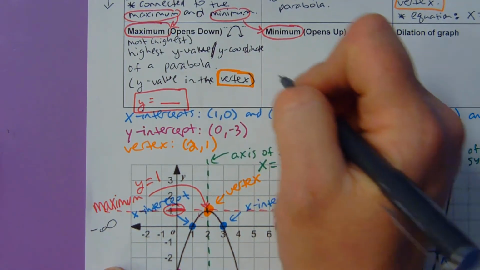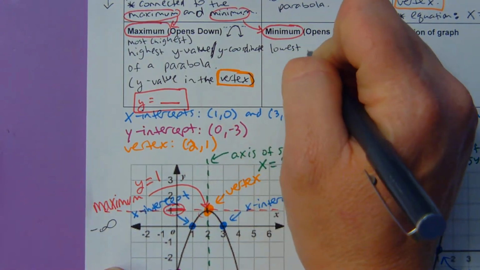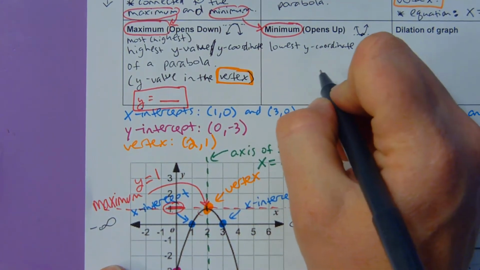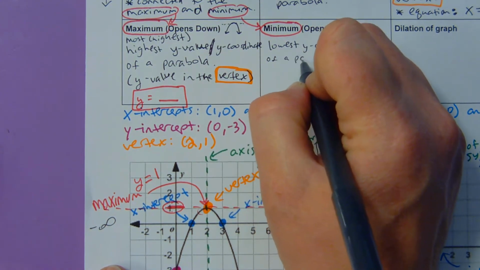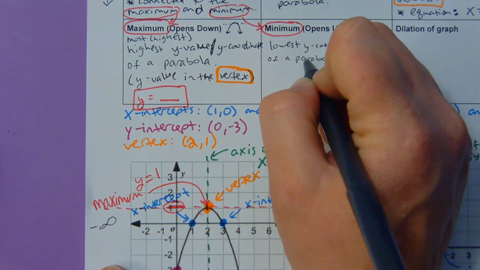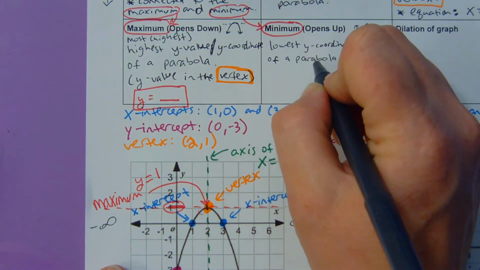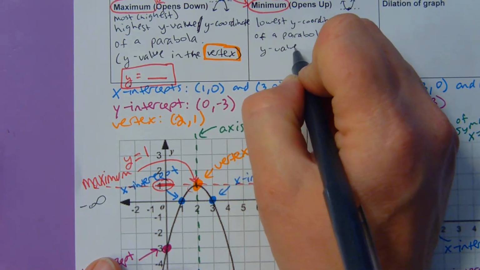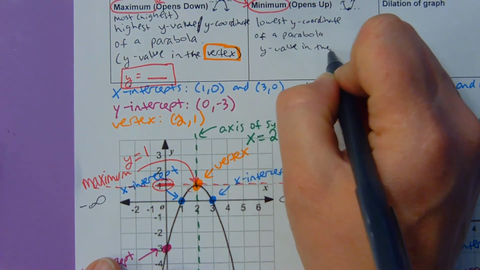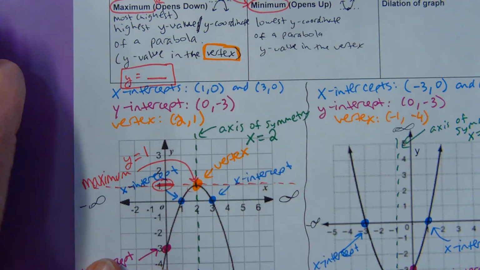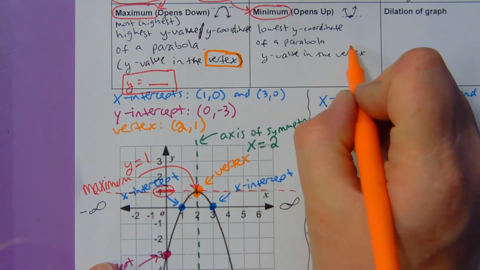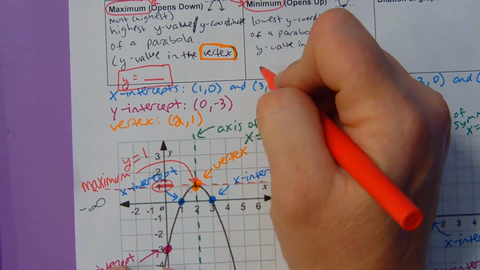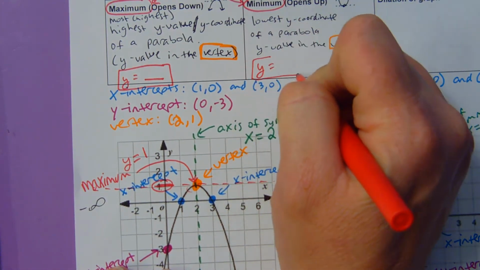And so we'll say this is the lowest y coordinate of a parabola. The lowest y value or y coordinate of a parabola. And again, this is the y value in the vertex. So we can put a box around that again. And so again, it has an equation that y equals, and it's some number.